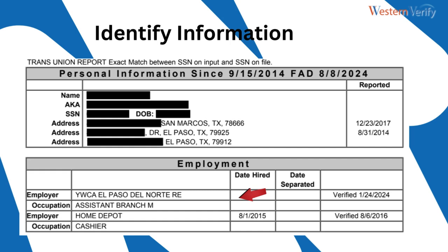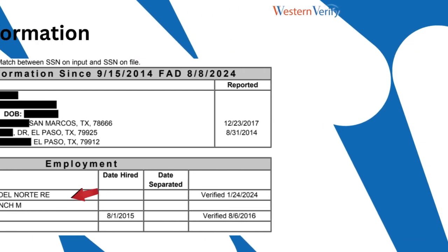How to read it. This section confirms that the credit report is the client's by cross-referencing personal information. Make sure all details are accurate to avoid any confusion with someone else's credit history.